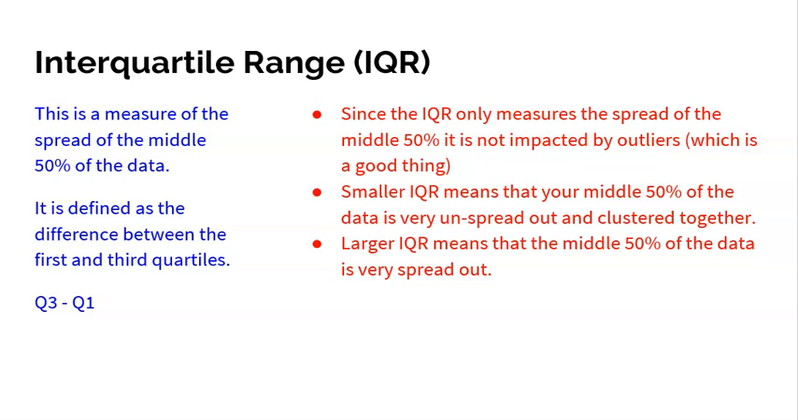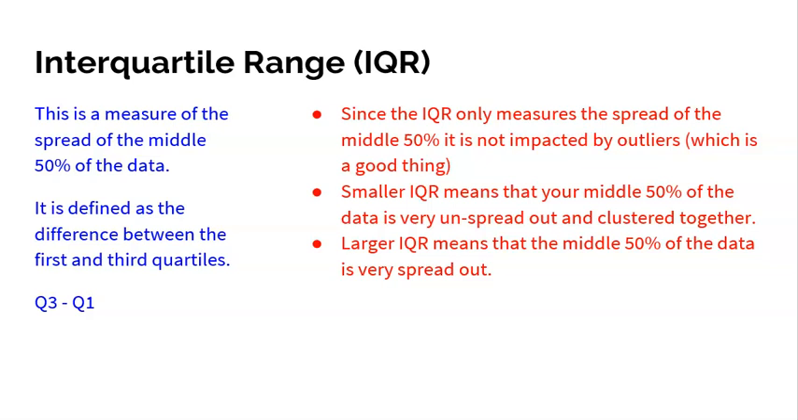Now, why is this a better measuring tool for spread? Well, because it doesn't get impacted by outliers. So if you do have that $1 million house, well, remember, I don't care about the overall range. I just care about the range of the middle 50%. A smaller IQR means that your middle 50% of your data is not very spread out and is clustered together. A very large IQR means that your middle 50% is very, very spread out. So again, this is how one number, IQR, could really tell you how your data is spread.